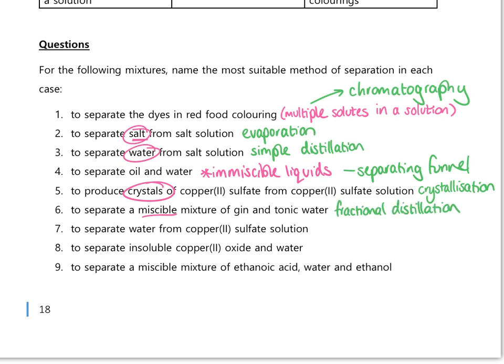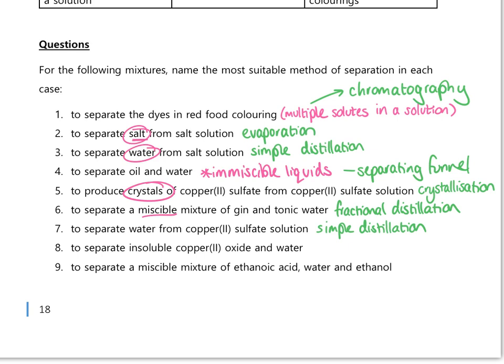Number 7 then is to separate water from copper sulphate solution. Again, I'm separating out a solvent from a solution, and this is a bit like number 3, how we collected the water from the salt solution. It's no different here. So what I'm using is simple distillation to allow me to heat my water, it evaporates off, passes into the condenser, cools down and forms water again, and then I collect it, leaving the copper sulphate salt behind.